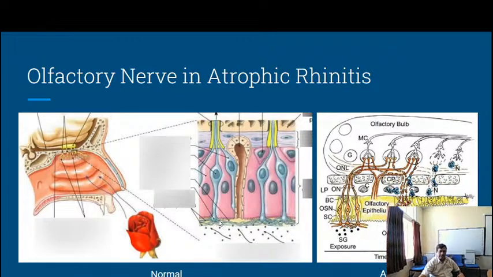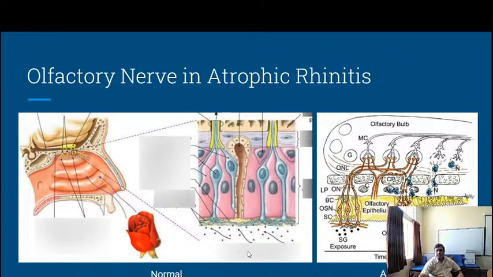Then neurological activation takes place, and it is conducted via the cribriform plate into the olfactory bulb. That we have seen in the physiology of the nasal cavity. That is the normal mucous membrane.